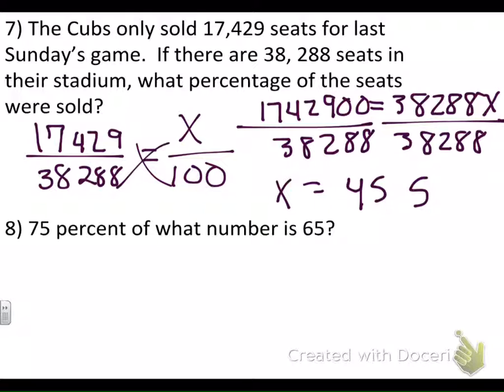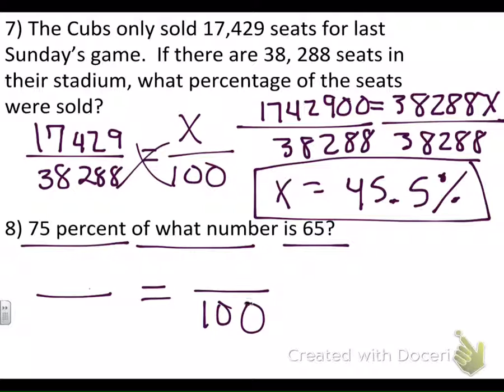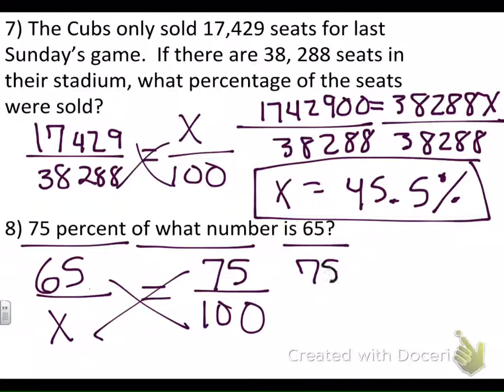$45.5. Okay, 75% of what number is 65? So blank equals blank over 100. So we're given the percent, and we're given the is. So 75x equals 6,500.